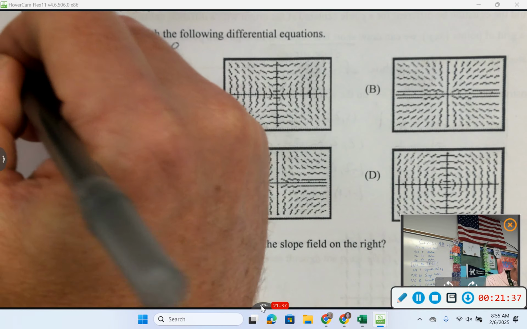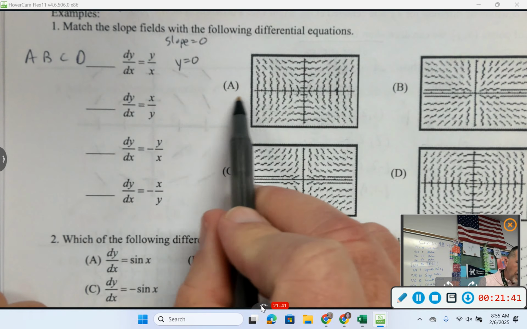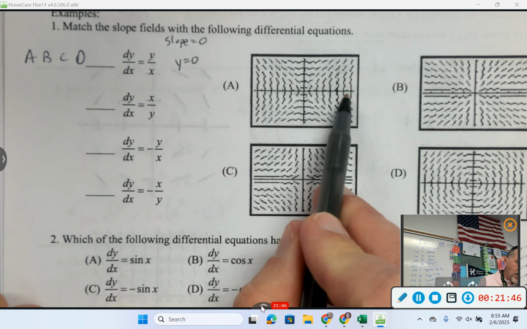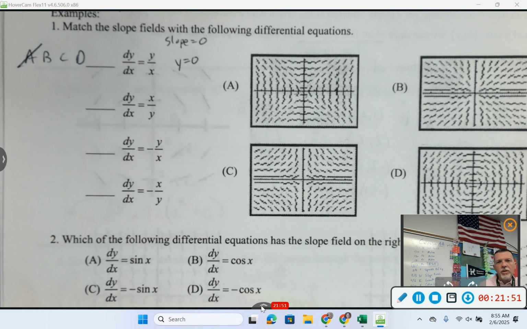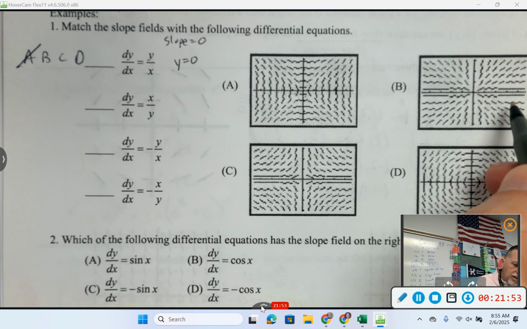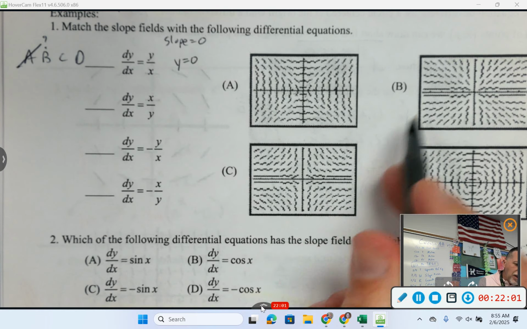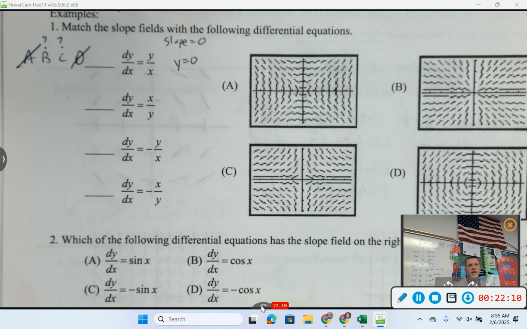Okay, so let's look at our answers here. I'm going to do process of elimination. When y is 0, I want a slope of 0. Does that happen for A? No, those look undefined, so A is out for this one. Does it happen for B? It's hard to tell, but maybe. C, same thing as B, hard to tell, but maybe. And then D, that slope is definitely not 0 when y is 0. Okay, so we're down to B and C here.